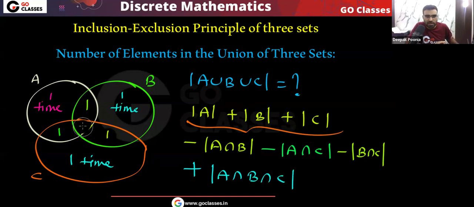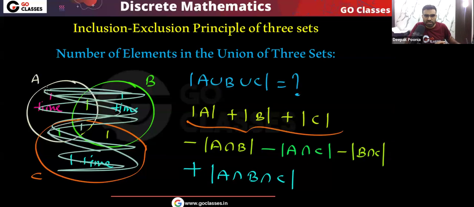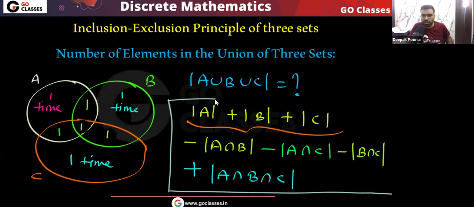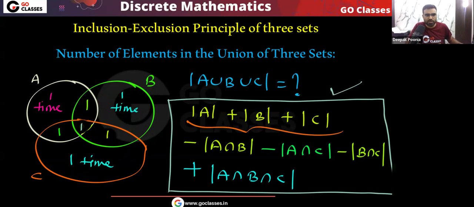Okay, now what will happen? This 0 will also become 1. Now my formula is perfect because you can see now all the elements of A union B union C, all the elements I have counted only one time. Now there is no overcounting, there is no undercounting. Every element of A union B union C has been counted exactly one time. Okay, so this is the formula finally we got. I hope you understood the proof also. This was an interesting proof. This is the formula for number of elements in A union B union C.